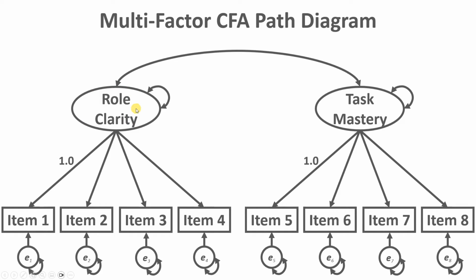So you'll see for role clarity, there are 4 different items that are loading onto this factor or that are reflective of that factor. That's item 1, 2, 3, and 4. And then for task mastery, there are 4 separate items, which are item 5, 6, 7, and 8. So let's unpack the different symbols here in this path diagram.